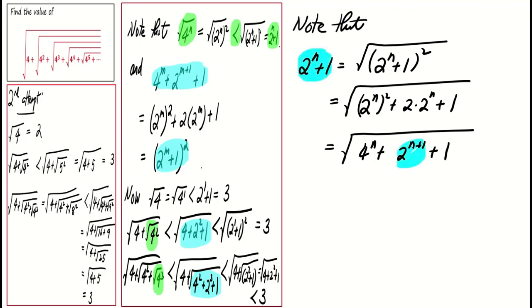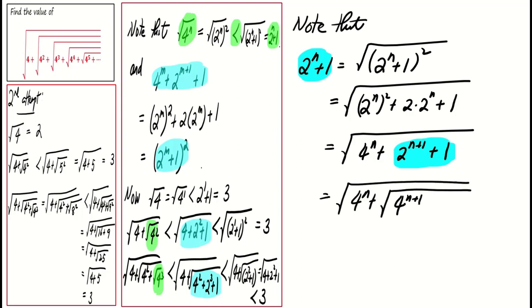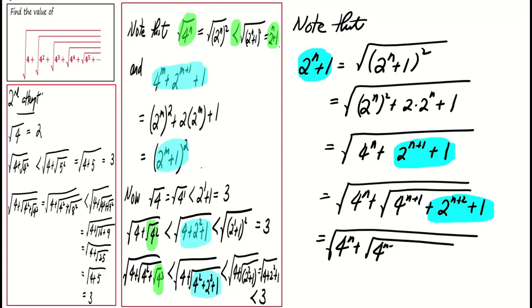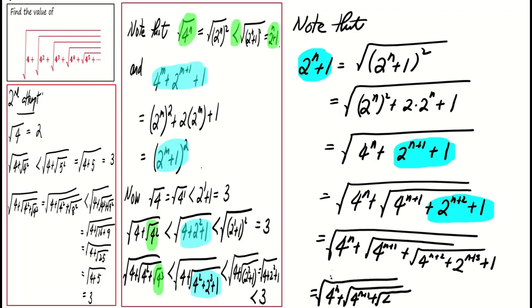There's a similar expression between 2 to the power n plus 1 and 2 to the power n plus 1 plus 1. So we can use this result and say that this expression is square root of 4 to the power n plus square root of 4 to the power n plus 1 plus 2 to the power n plus 2 plus 1. And using this result again, we have square root of 4 to the power n plus square root of 4 to the power n plus 1 plus square root of 4 to the power n plus 2 plus 2 to the power n plus 3 plus 1. And this pattern will go on.